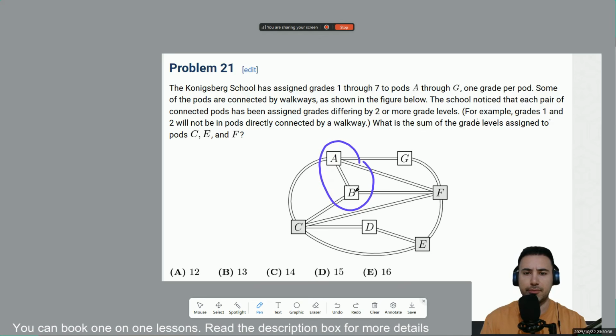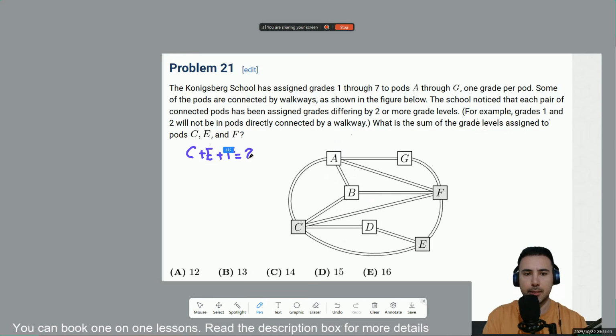Okay, so if this one is a 4, this cannot be a 3 because the difference is 1. This cannot also be a 5 because the difference is 1, but other numbers are fine. Even a difference of 2 is okay, by differing 2 or more. So 6 is also okay. 7 and 4 differ by 3, right? Okay. So what is the sum of the grade levels assigned to the pods C plus E plus F? This is what we're trying to find.